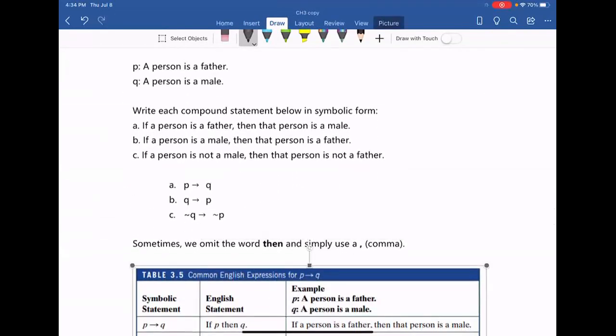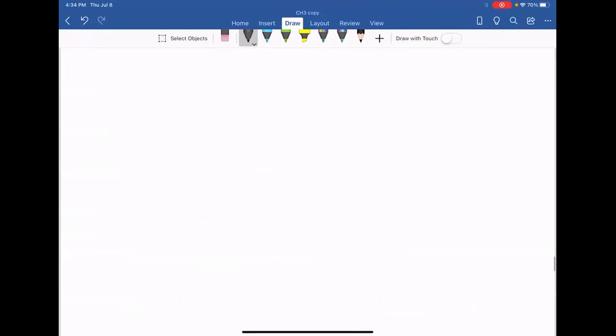P is "a person is a father." Q is "a person is a male." Write each compound statement below in symbolic form. The first one: if a person is a father, that's P, then that person is a male. If P, then Q.